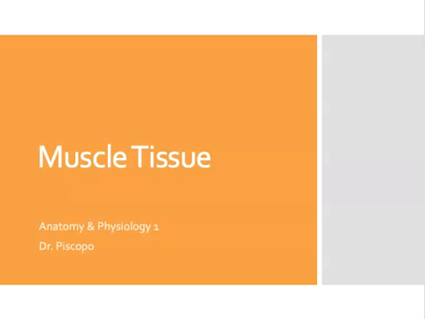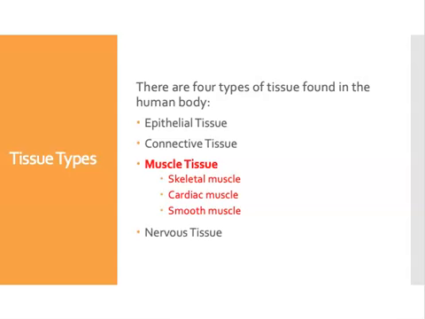Today we're going to be talking about muscle tissue. Remember from our previous lectures that there are four types of tissue found in the human body. There's epithelial tissue, connective tissue, muscle tissue, and nervous tissue. Today we're going to be focused on muscle tissue, and specifically three different types: skeletal muscle, which we'll talk about first; cardiac muscle, the muscle of the heart; and smooth muscle.